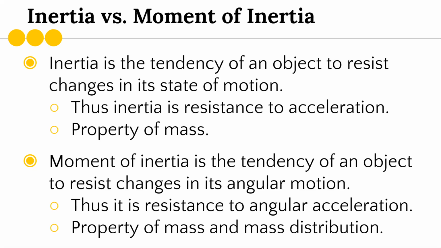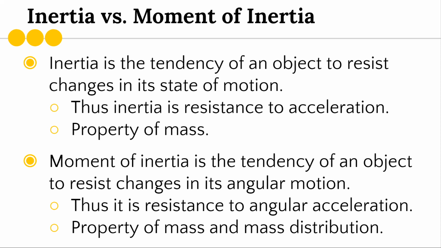All right, so I showed you this slide yesterday, but when we're talking about rotation, we also need to talk about moment of inertia, which is an object's resistance to rotational acceleration. Okay, we talked about inertia previously in the year, which again was the tendency of an object to resist changes in its state of motion. Think of state of motion as velocity. So resistance to change in velocity could be shortened to resistance to acceleration. So an object's inertia is resistance to acceleration. It's a property of the object's mass.